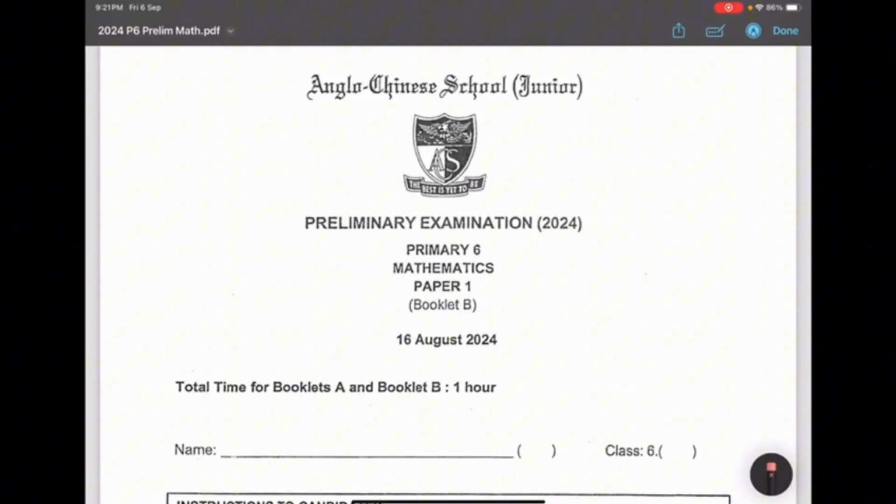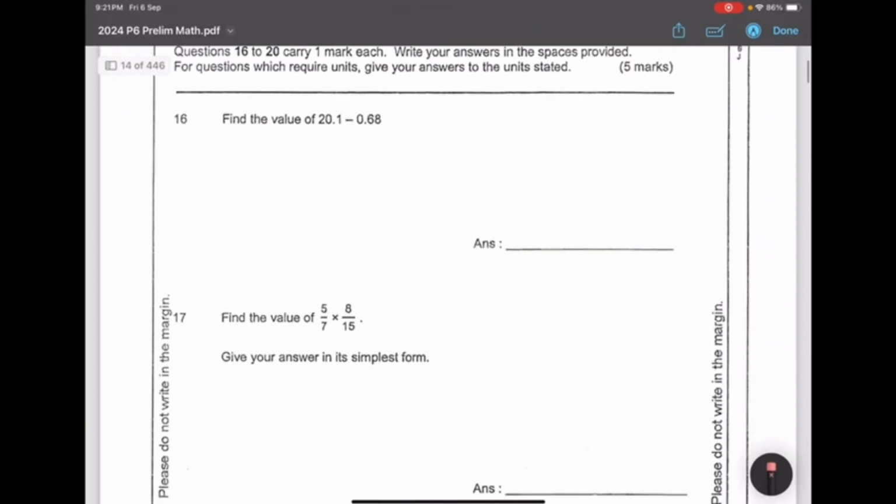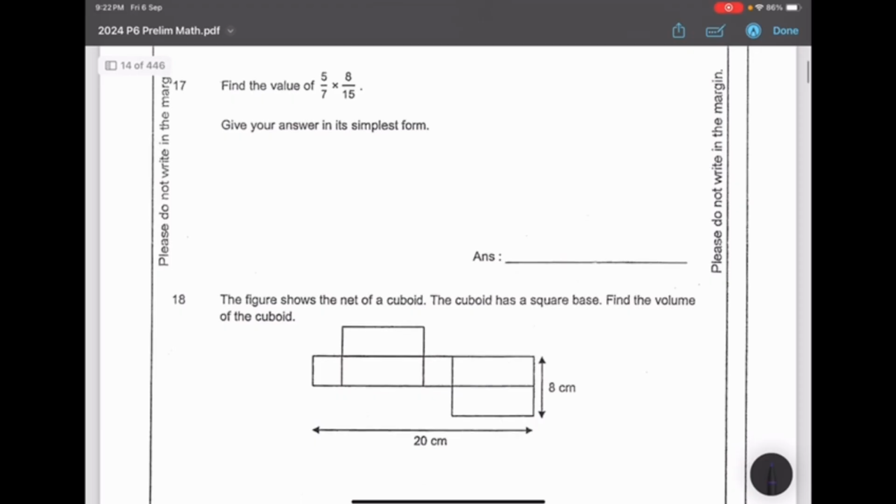We are looking at the ACS Junior Prelim Examination for 2024, Paper 1, Booklet B. We'll be going through some of the questions in this paper. I'm going to skip question 16 because it is pretty straightforward, just a matter of subtraction of decimals. We're going to jump right into question 17 now.